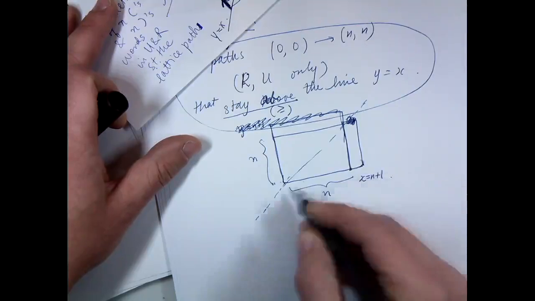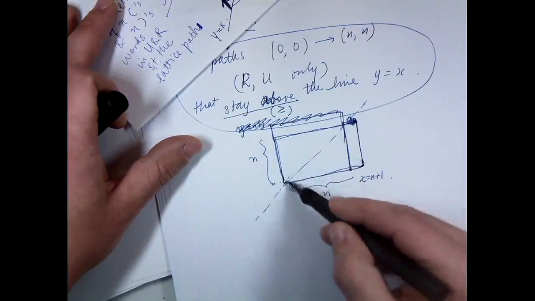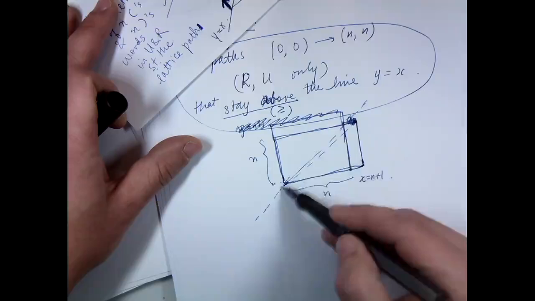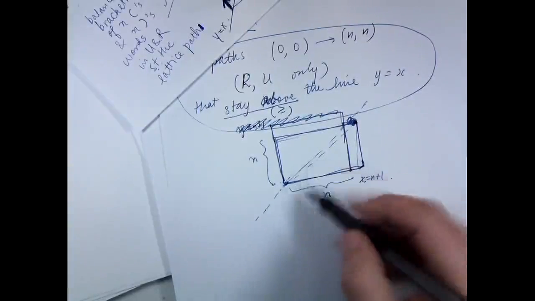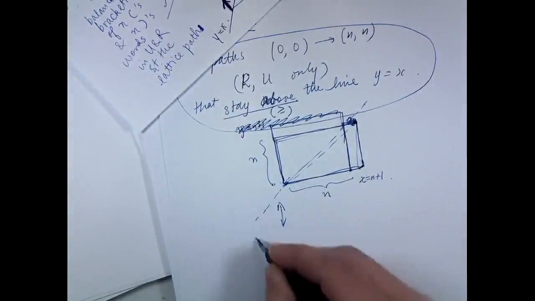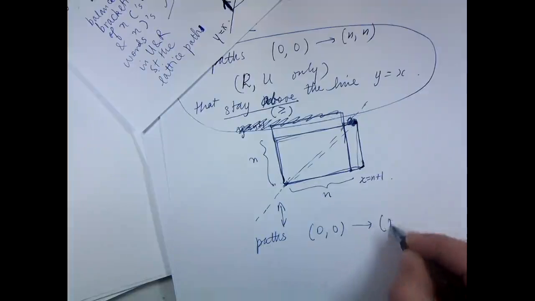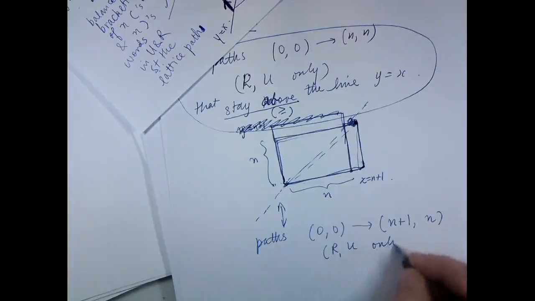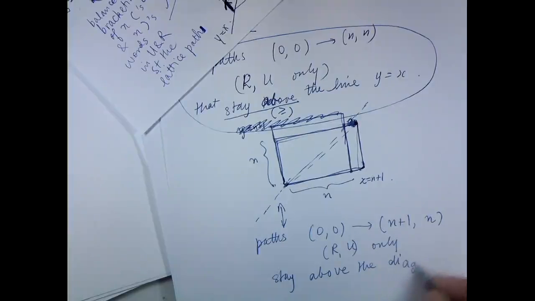So yes, I did mean to make it n plus 1 across and n high. So if you stay above the line y equals x, that's the same as staying above the diagonal. Clearly, if you stay above y equals x, you stay above the diagonal of this n by n plus 1 square. So the bijection is to paths from 0, 0 to x equals n plus 1, y equals n, in R and U only. And also they have to stay above the diagonal. The diagonal is no longer y equals x.